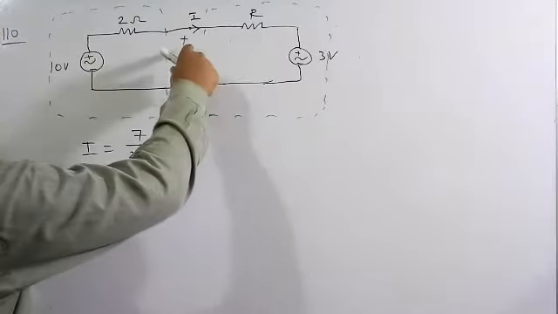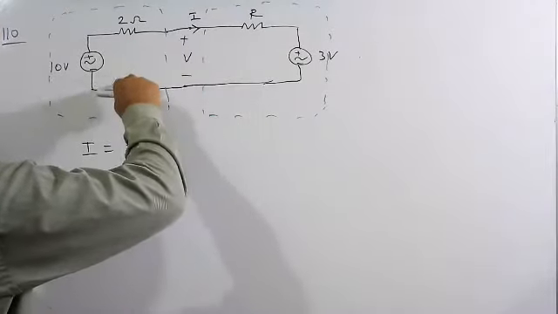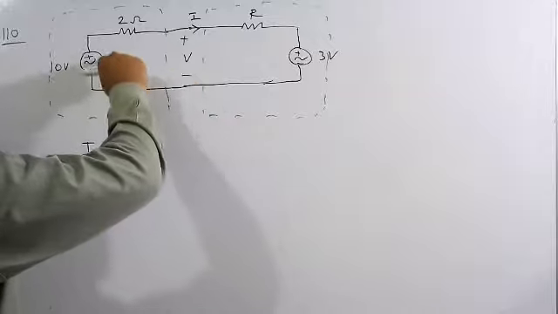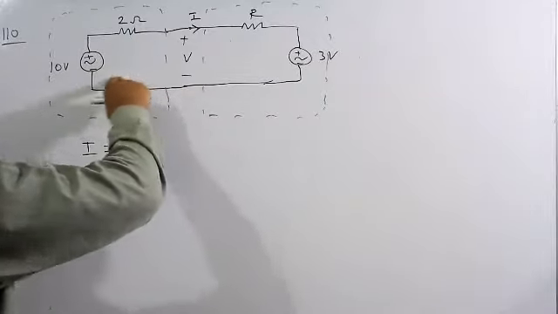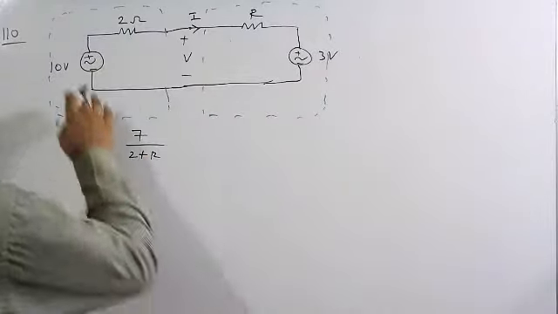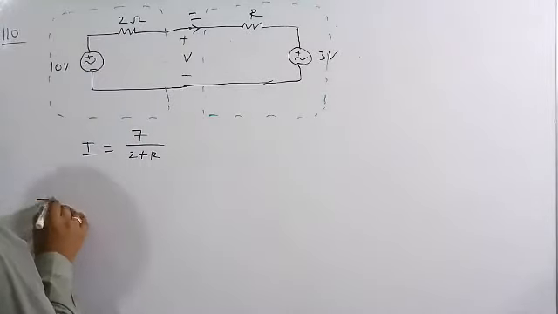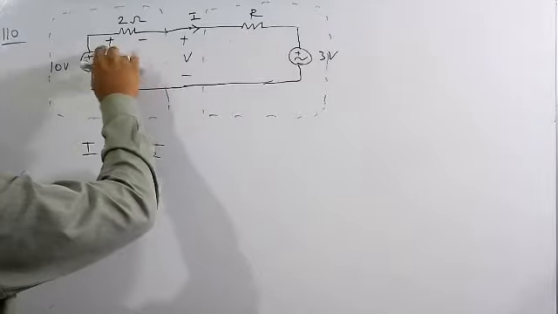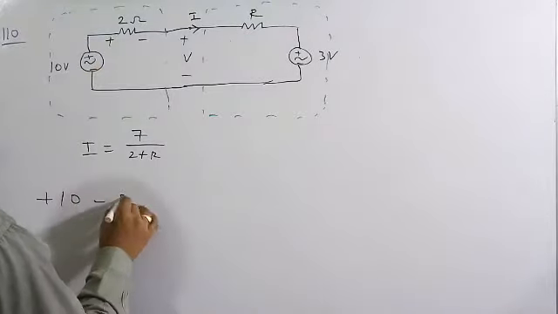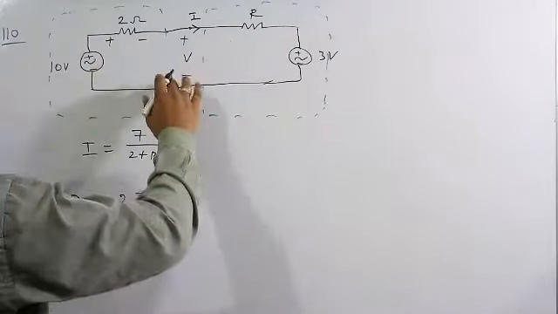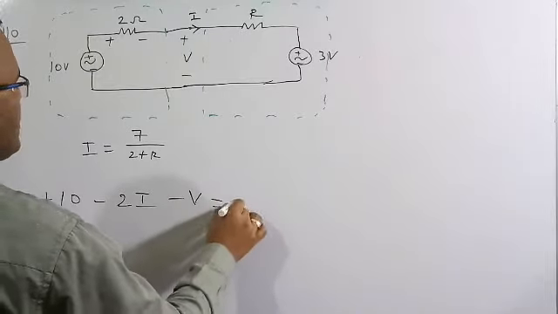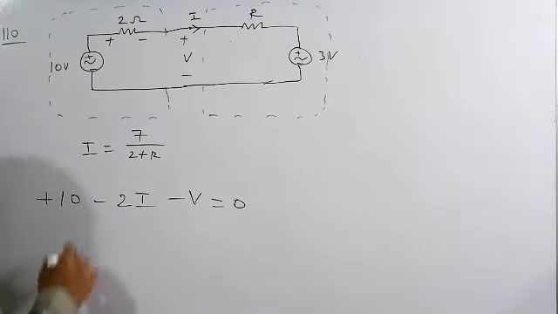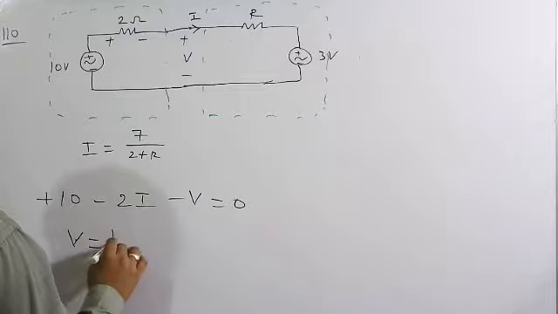Now I want to find the value of the voltage V. I am going to write the KVL in this loop. Going from minus to plus, there is a rise in potential, plus 10. Then from the high potential to the low potential, there is a drop in potential, minus 2I, and minus V is equal to 0. Therefore V is equal to 10 minus 2I.